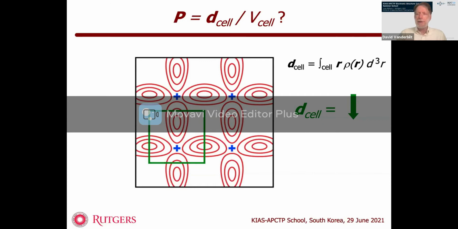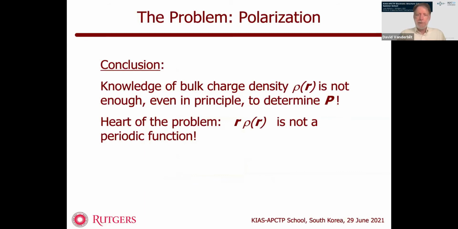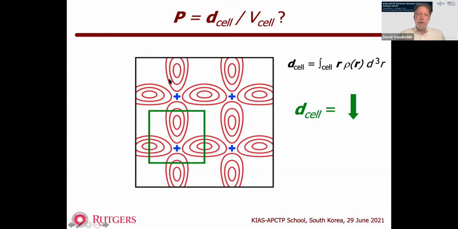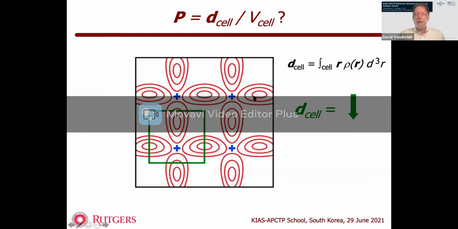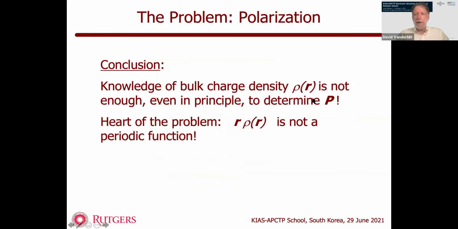And there's no natural choice of cell boundaries. So if you think about the problem in more depth, we and others came to understand that even if you have a perfect knowledge of the charge density everywhere in the periodic unit cell in the interior of a bulk crystal, that's not enough information in principle to tell you what the electric polarization is. The electric polarization is somehow related to something that happens at the surfaces.